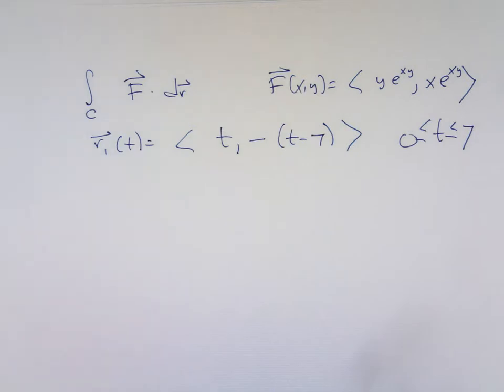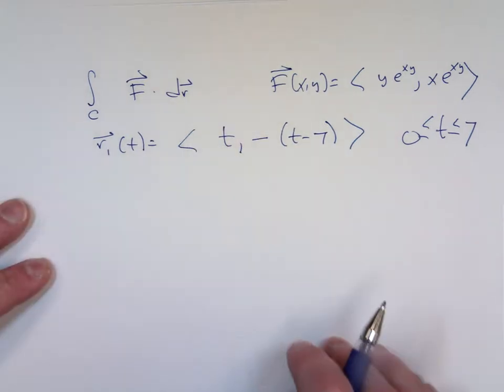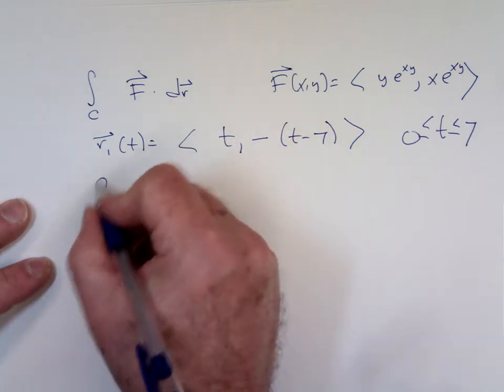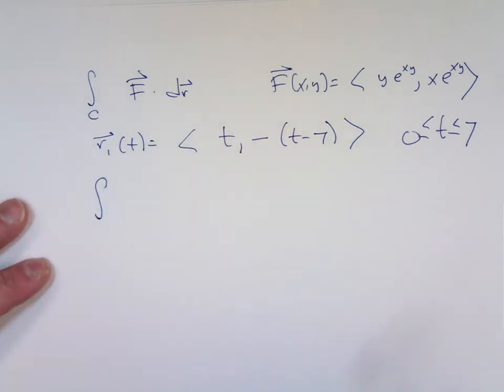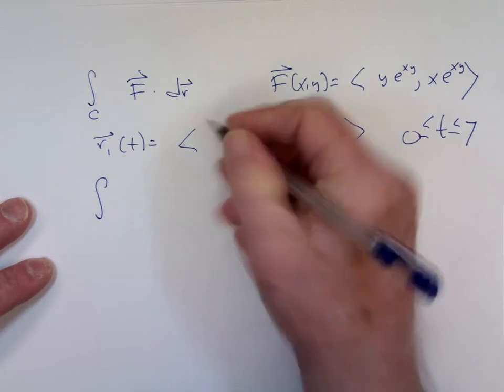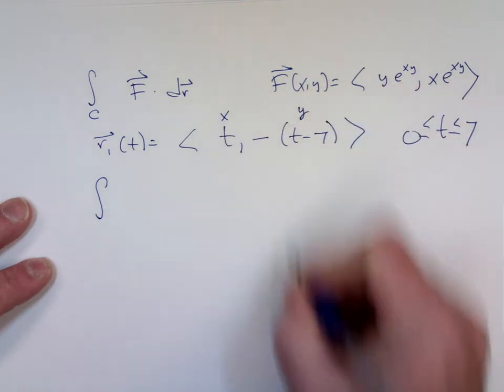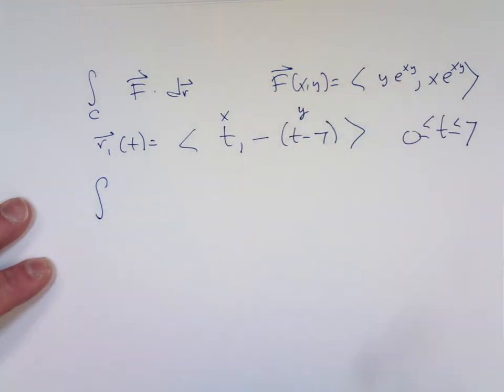Okay, let's do it. How do we do that? Line integral, we change it so it's in terms of the parameter. They give us the parameter. This is going to be x. This is going to be y. So we can rewrite the field in terms of the parameter.